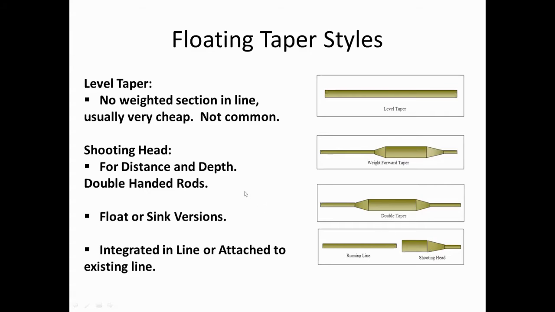Think of your big spey rods or your double-handed rods: you're going to use a shooting head line for that. So that can be a float or sink. It can come integrated as one line, all shooting head, or you can just buy this section here. How long is that going to be? Anywhere from 10 to 14 feet or so. If it's integrated in a line, maybe it's 20 feet, but it's going to depend on the brand you're buying. Okay. All right. So that's the floating lines.